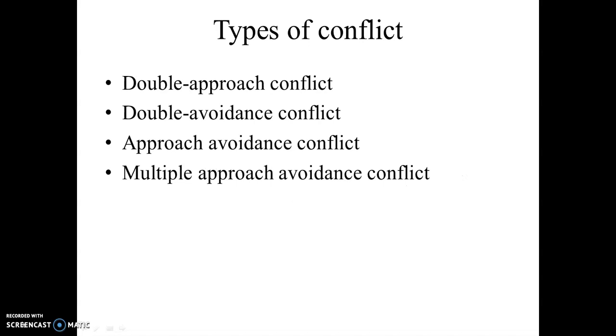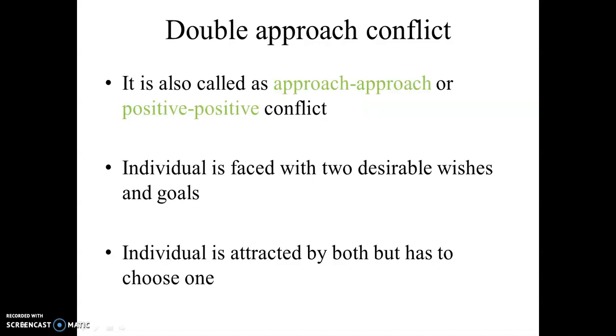So coming to the types of conflict, there are four main famous types of conflict: double approach conflict, double avoidance conflict, approach avoidance conflict, and multiple approach avoidance conflict. The names of these types will indicate to you what these types of conflicts basically are. Just like the first one is double approach conflict.